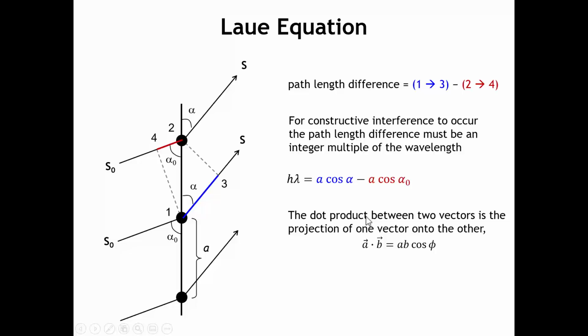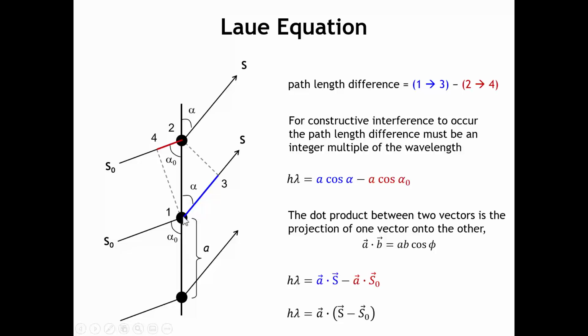Now we can plug this back into the relationship up here, and we get A cosine alpha becomes the dot product of our vector A, that defines the spacing of atoms in our vertical crystal, times the vector S, which is a unit vector which represents the direction of the scattered radiation, minus the dot product of A times S naught. And S naught is a unit vector which describes the direction of the incoming radiation. Using the properties of vectors, we can rewrite this as A times the dot product of S minus S naught. This is the form of Laue's equation that we will typically use.